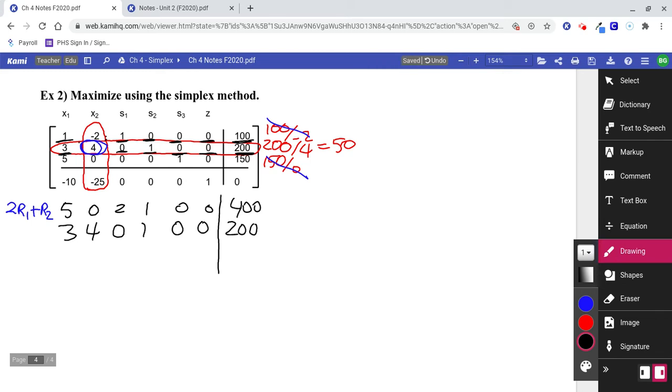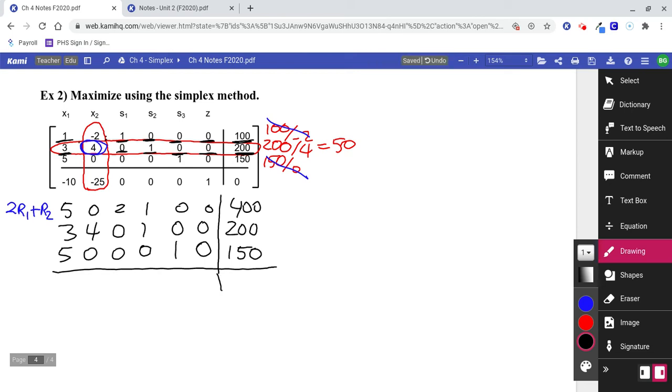And then we look at the third row, but the third row is interesting because it already has a 0. Don't do extra work that you don't need to. We're trying to make zeros. It's already a 0. So guess what? Let's just leave it alone. 5, 0, 0, 0, 1, 0, 150. Underline.